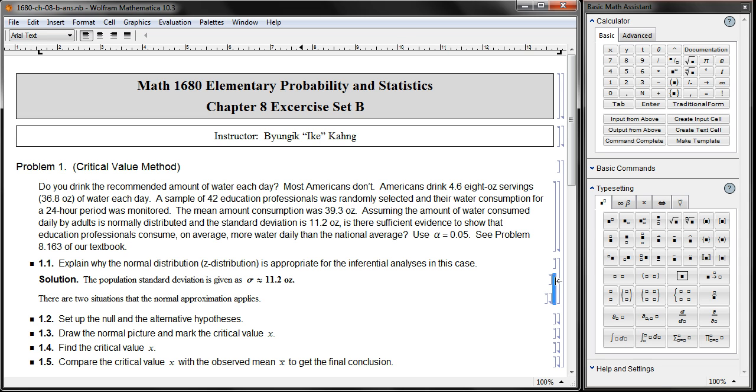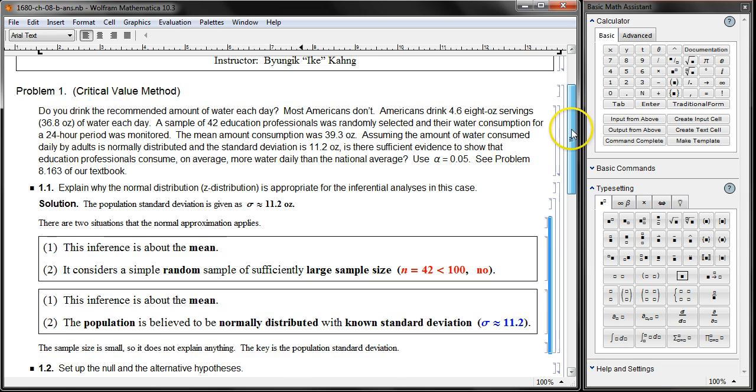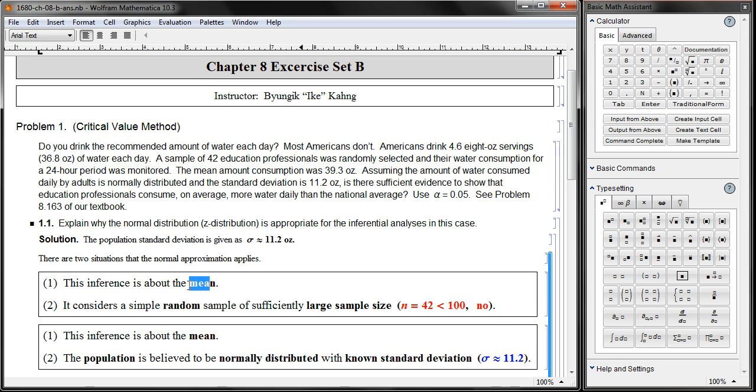There are two situations where normal approximation applies, and here's the first. The inference is about the mean. Is that right? Yes, we are talking about the mean amount. On average, yes, mean. So this one checks. Number 2, it's about a simple random sample. Yes, random is selected, so we are guaranteed doing the same thing over and over again independently. Independent and identically distributed. Okay, finally, large sample size. Uh-oh, there's a problem. We have only 42. That's way too small for the central limit theorem. So the first criterion doesn't work.